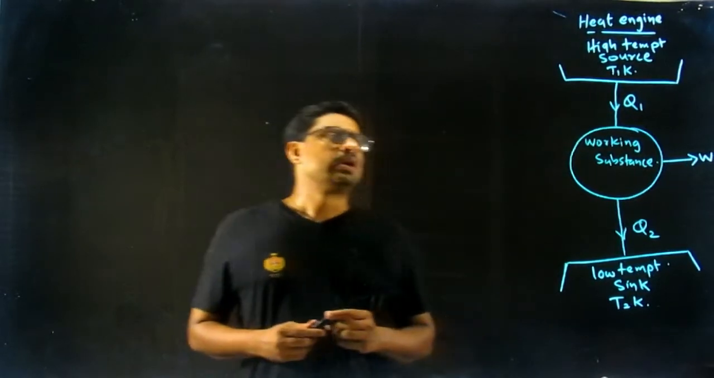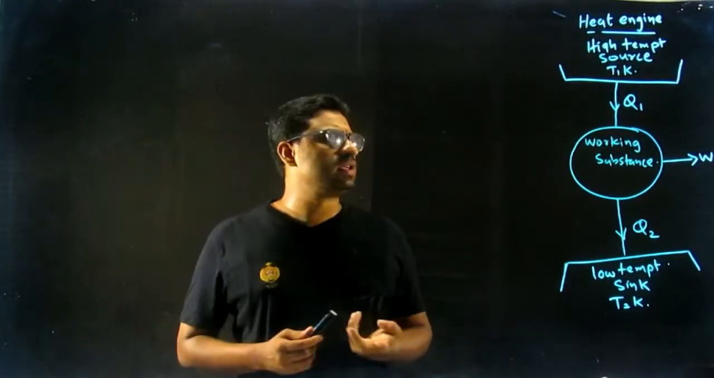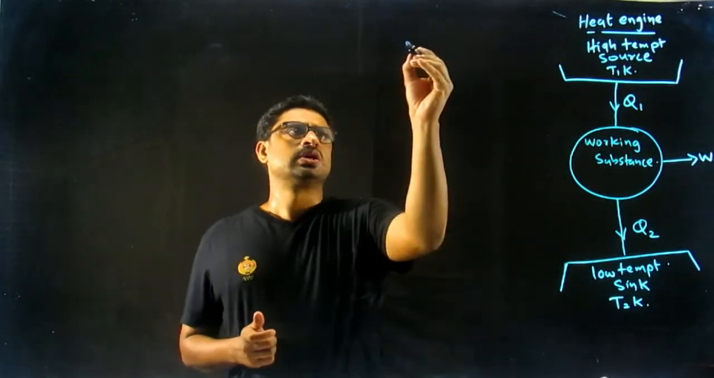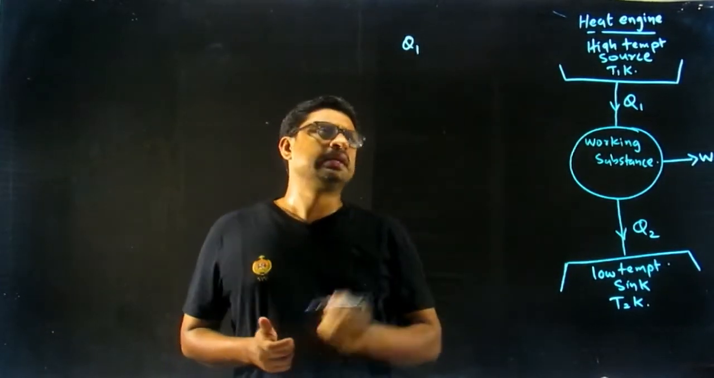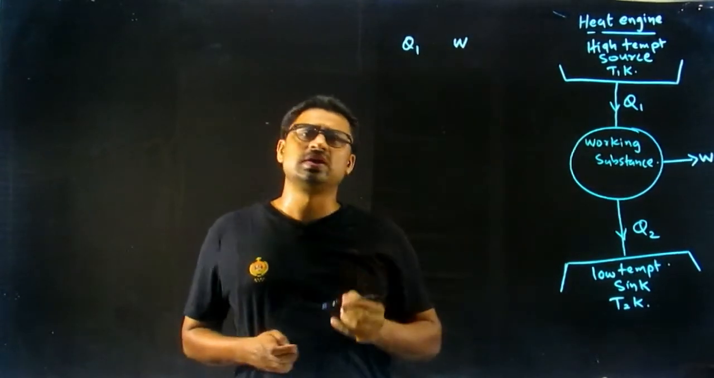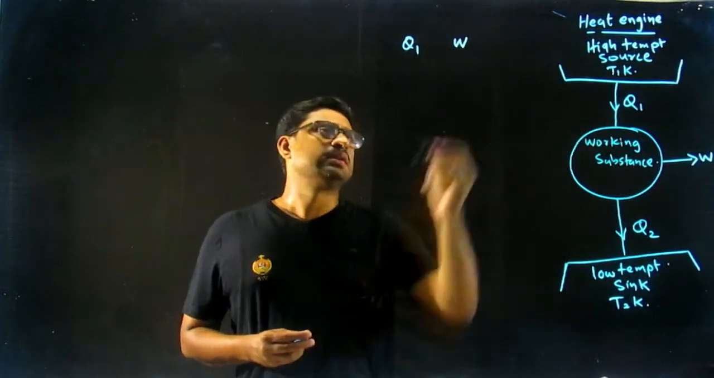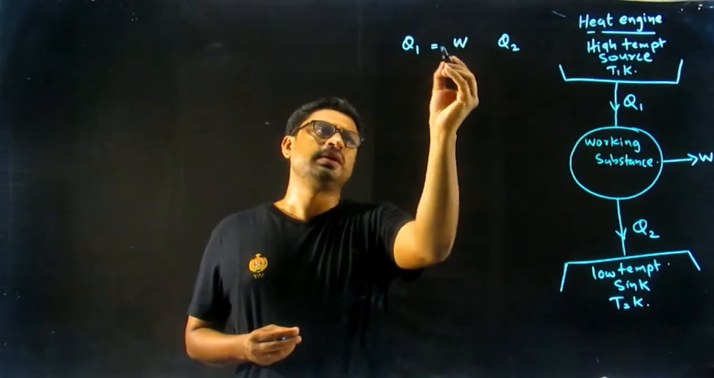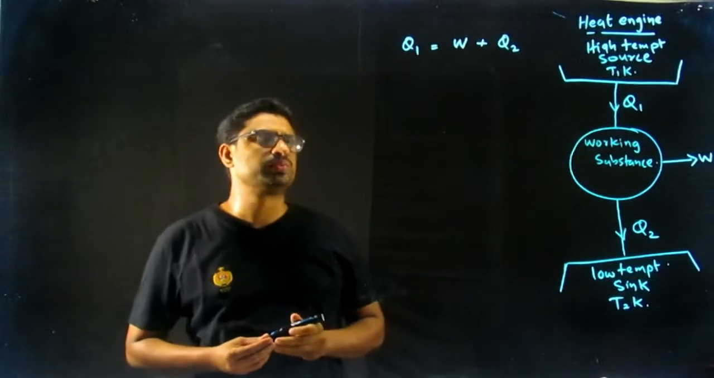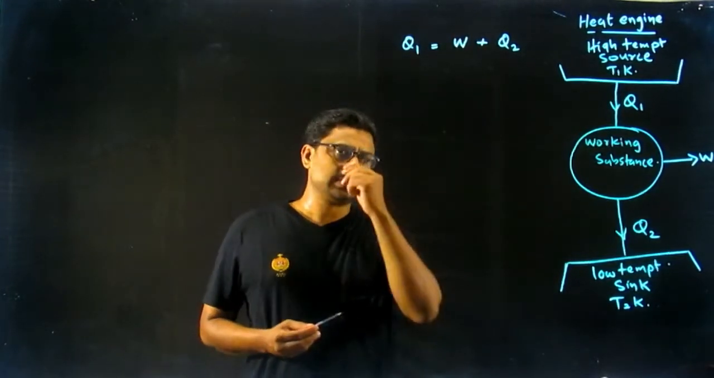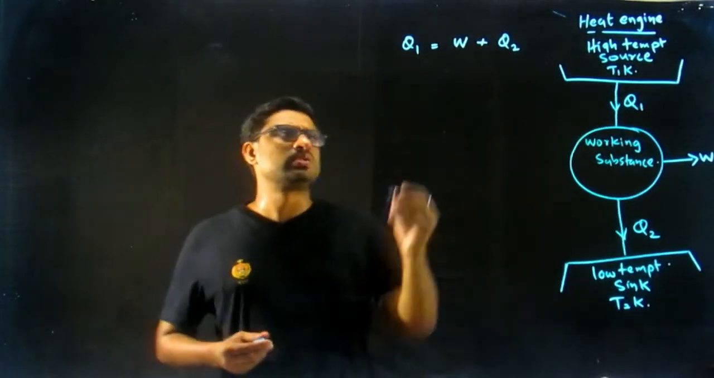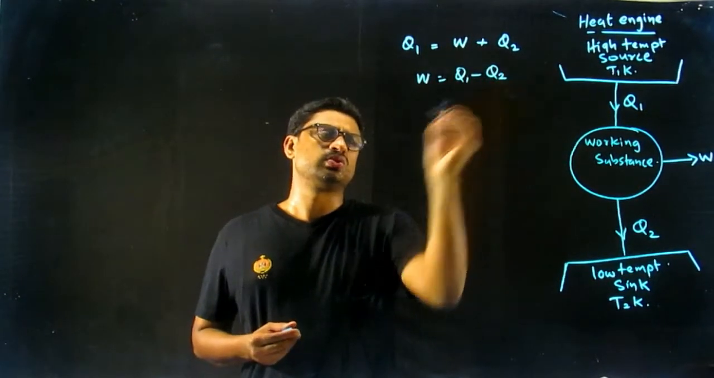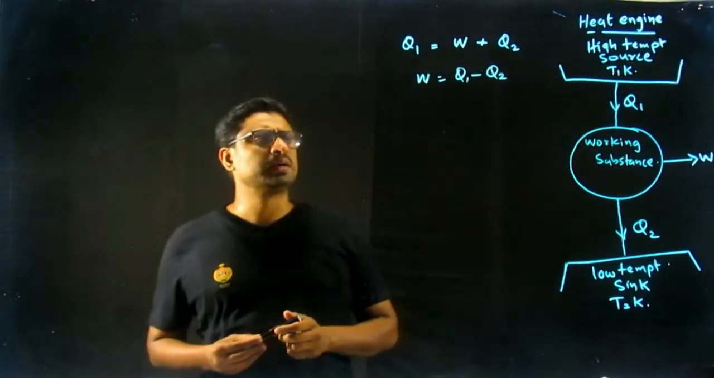Now, if I use the conservation of energy here, the total heat taken is Q1, in that W amount of work is delivered, and the rest of the heat is given to the sink. So Q1 will be equal to W plus Q2. This is the law of conservation of energy. Now what will be the equation for the work done? Work done will be equal to Q1 minus Q2.